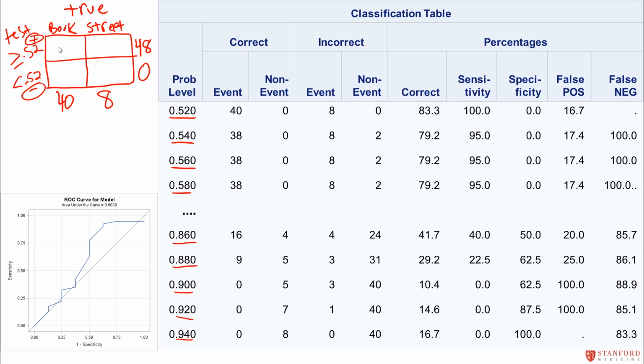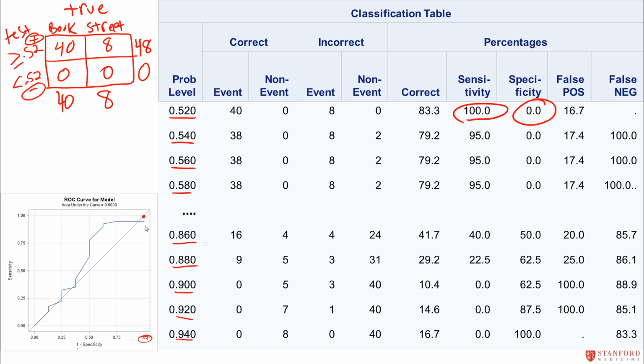If we count them all as book smart according to our test, then we have perfect sensitivity and 0 specificity. With a cutoff of 0.52 or higher, we capture everybody who's book smart, but we capture nobody who's street smart. We misclassify all of them, so our specificity is 0. We represent that on the ROC curve right here. This is 100% sensitivity and 0% specificity, and since we're graphing 1 minus the specificity, 1 minus 0 gives us a 1.0 value here. So we end up here on the curve.